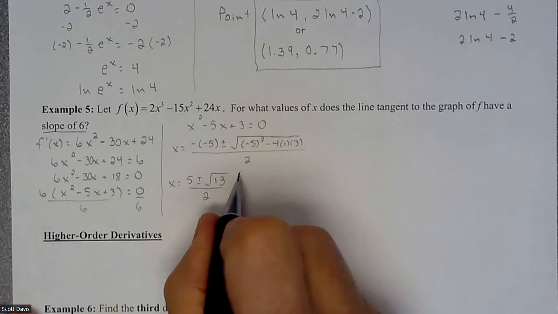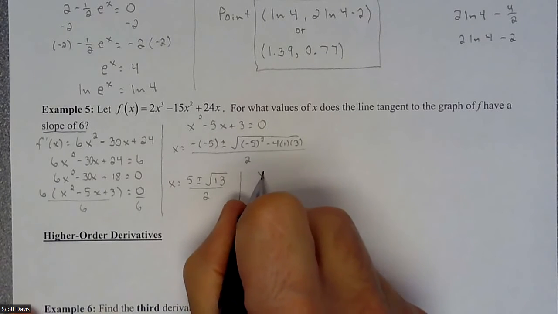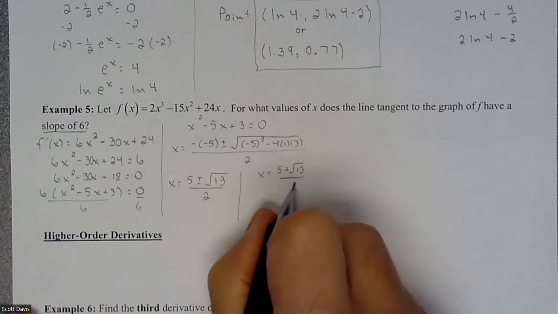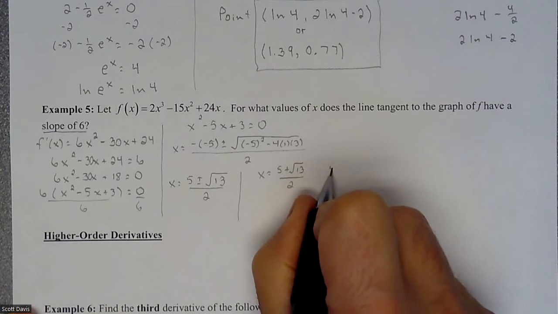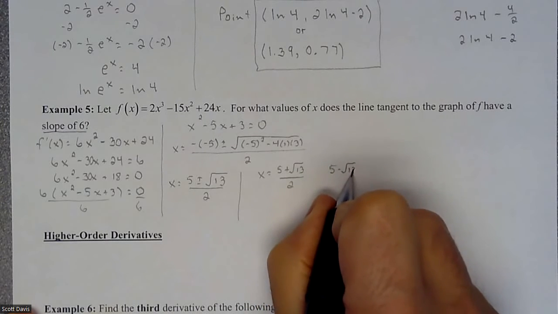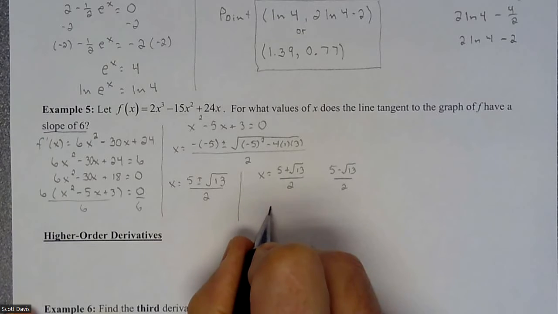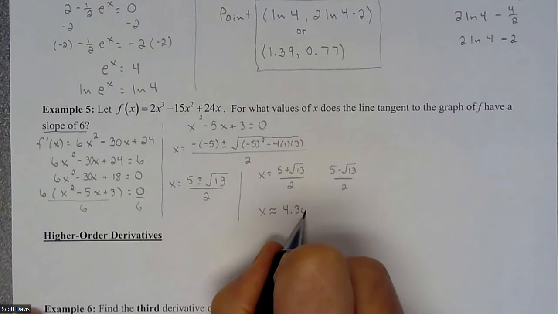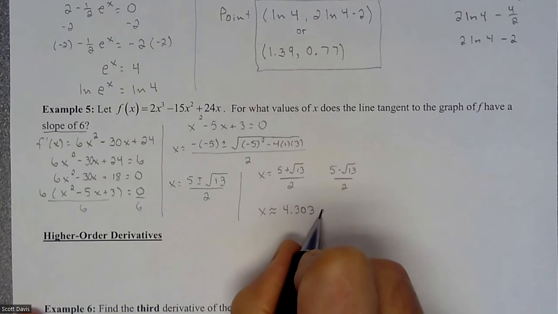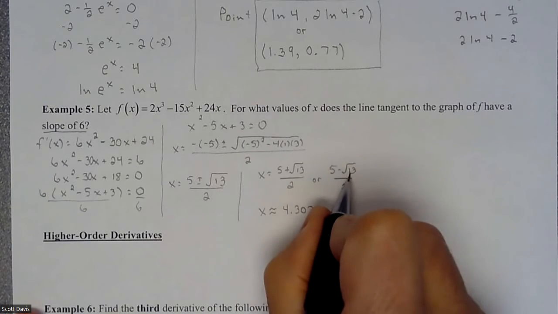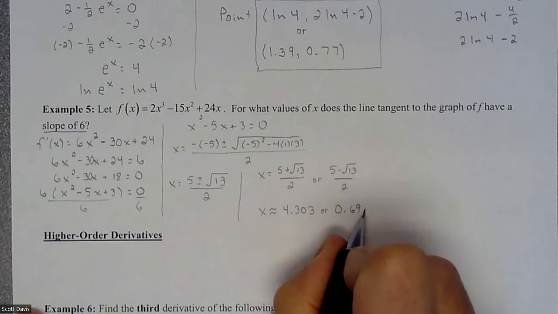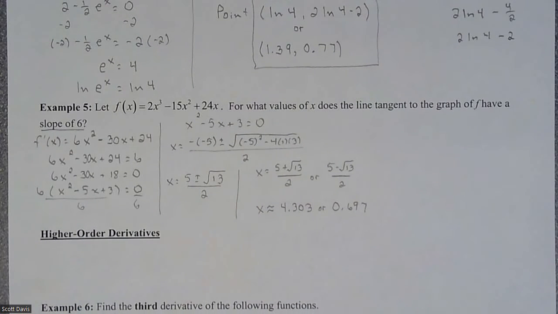Let's make some sense out of this though, right? So one answer is 5 plus the square root of 13 over 2, and the other one is 5 minus the square root of 13 over 2. If I throw that into a calculator, I'll get about 4.303, or if I throw the other into the calculator, I'm going to get about 0.697. All right, so what does that mean?